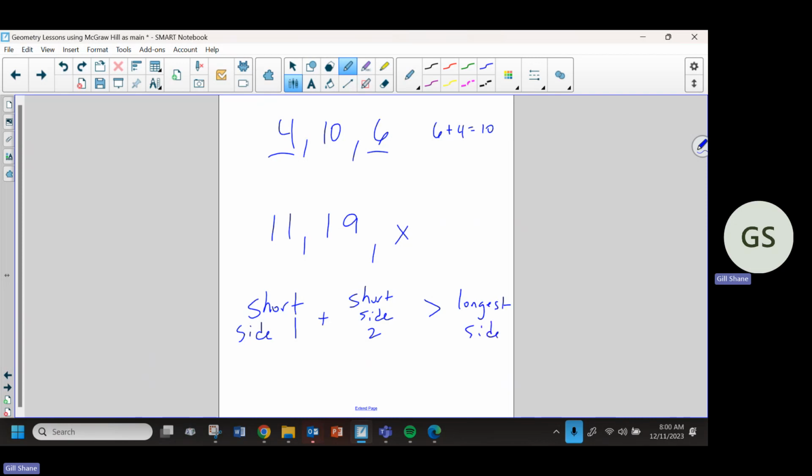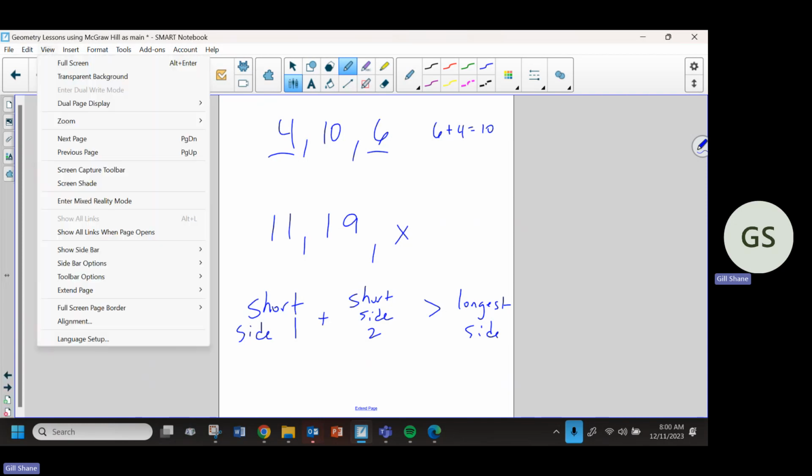All right, write that down. That's your formula. If you're struggling with the concept, it's short side 1 plus short side 2 has to be greater than the longest side. I can zoom in a little bit on that.